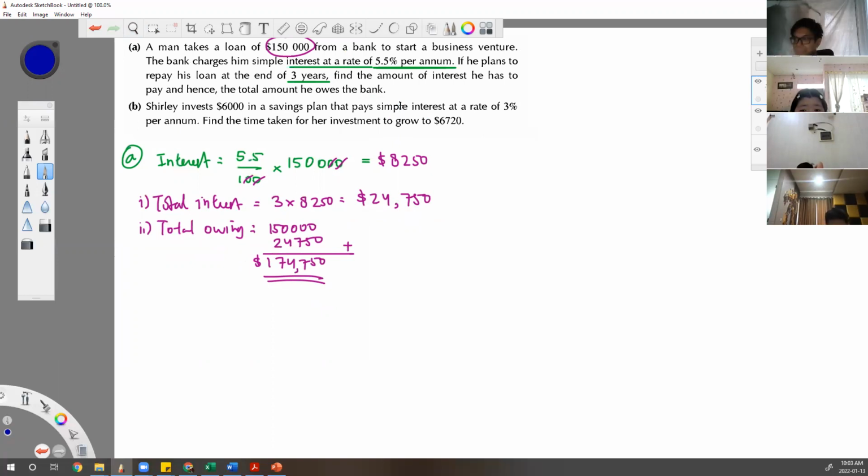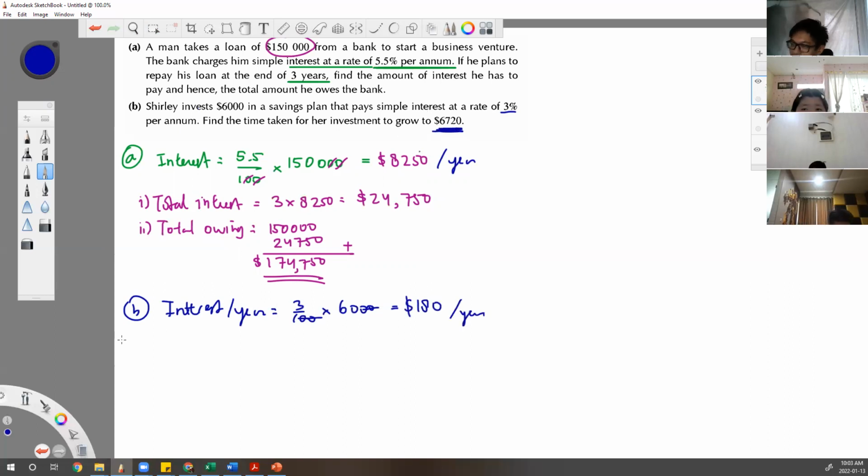Now B. Shirley invests 6,000 in a saving plan that has simple interest per annum. Find the time taken for 720. Okay, quite simple. So interestnya berapa? Kalau ini per year ya tadi ya. Sama, per annum kan per year. Interest per year-nya 3% times 6,000, right? So simple interestnya jadi $180 per year. Dia maunya to grow to segini. Jadi total interestnya berapa duit?